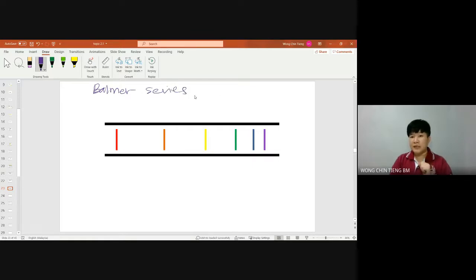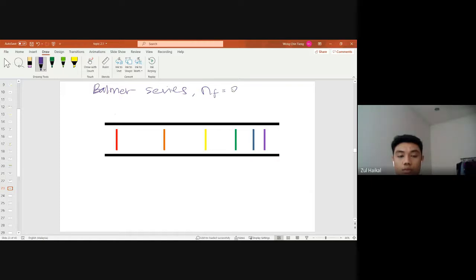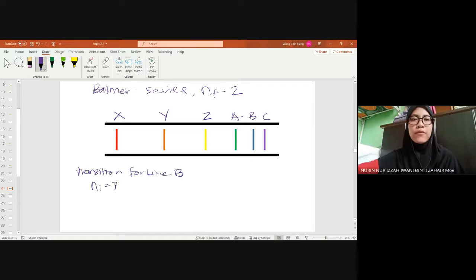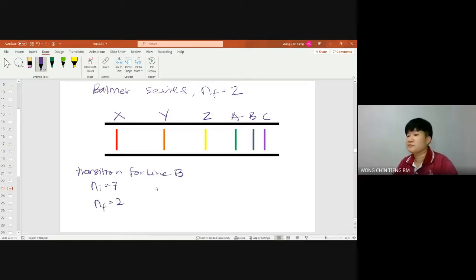Alright? So Balmer series bermakna N final sama dengan berapa? N final equals to 2. I have X, Y, Z, A, B, C over here. First question. I want the transition for line B. N initial sama dengan 7 and N final sama dengan 2. Perfect. Setuju?